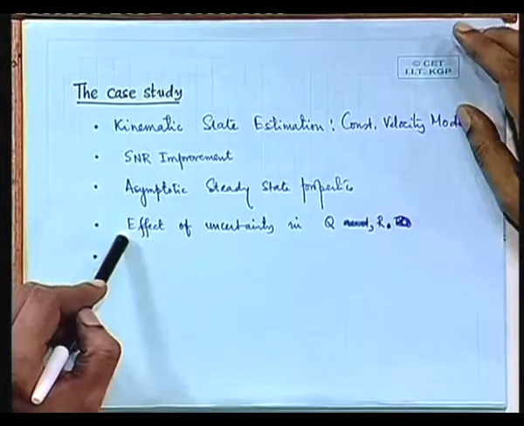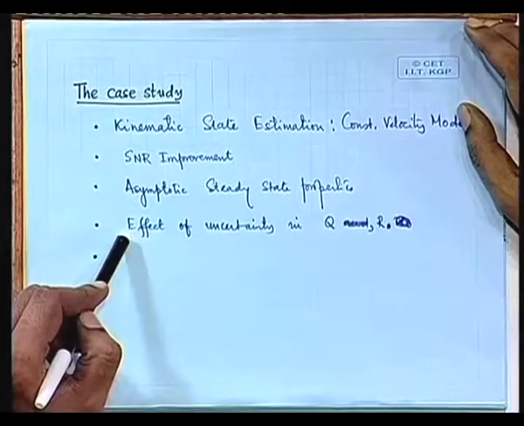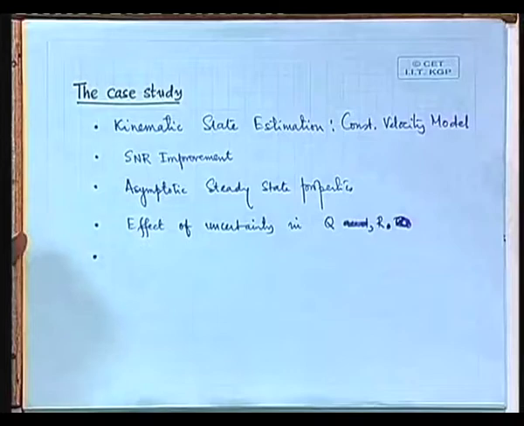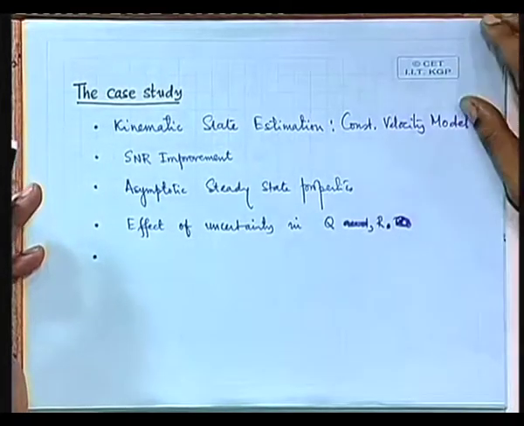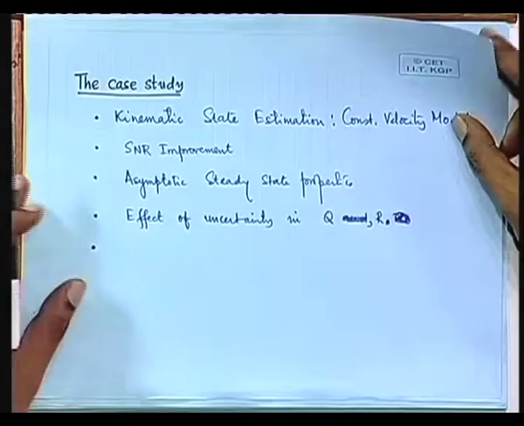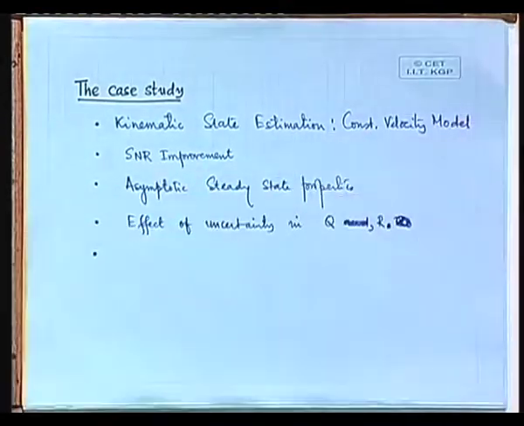We will also see the effect of uncertainty in Q and R, and we will try to provide intuitive interpretations of why the filter behaves that way, right. So now we go to the computer and see our case study.